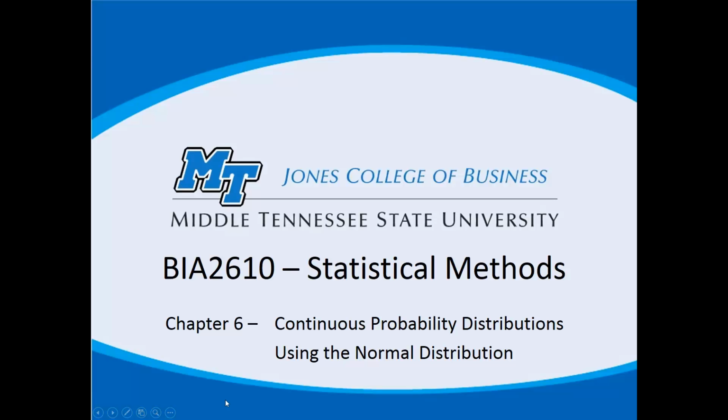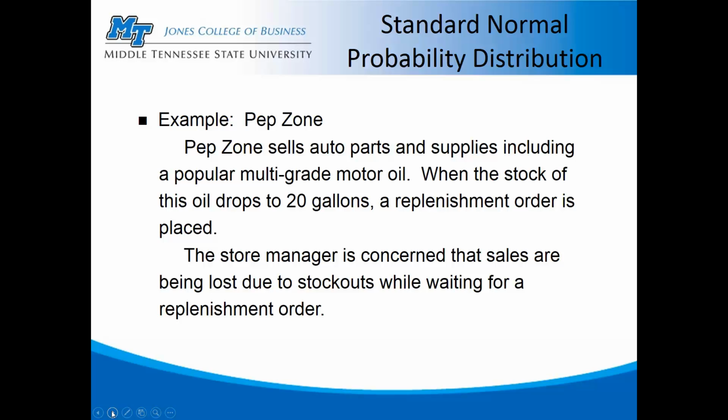Now the first portion of Chapter 6 just kind of introduced the normal probability distribution, but here we're going to actually make use of it. There's a problem in the PowerPoint slides in this portion about the PEP Zone Auto Parts and Supplies store. It has to do with the motor oil.